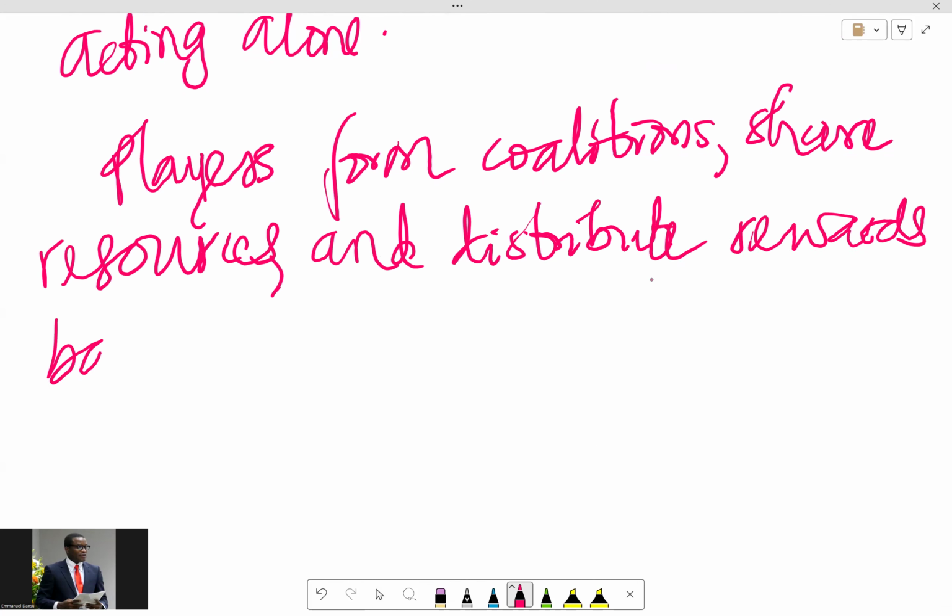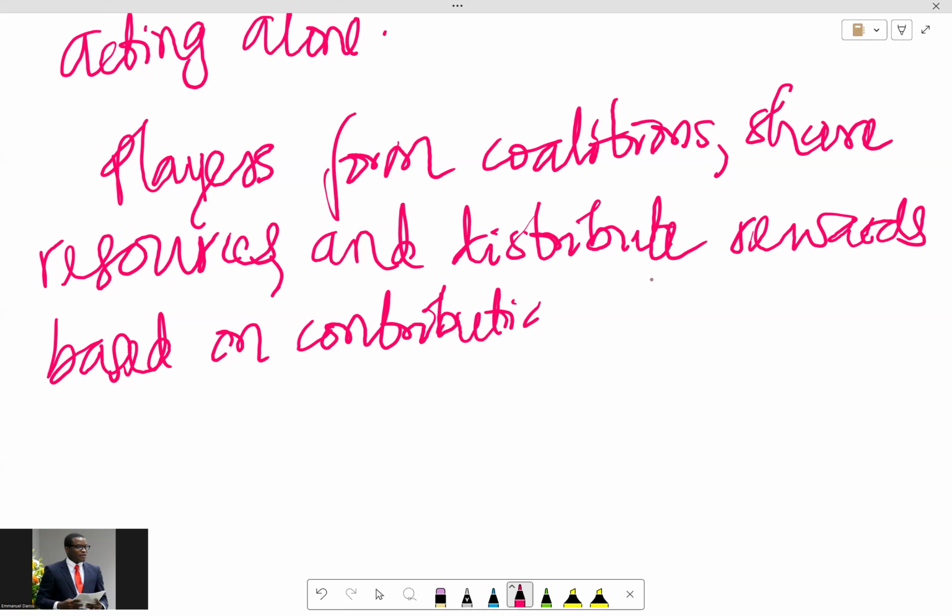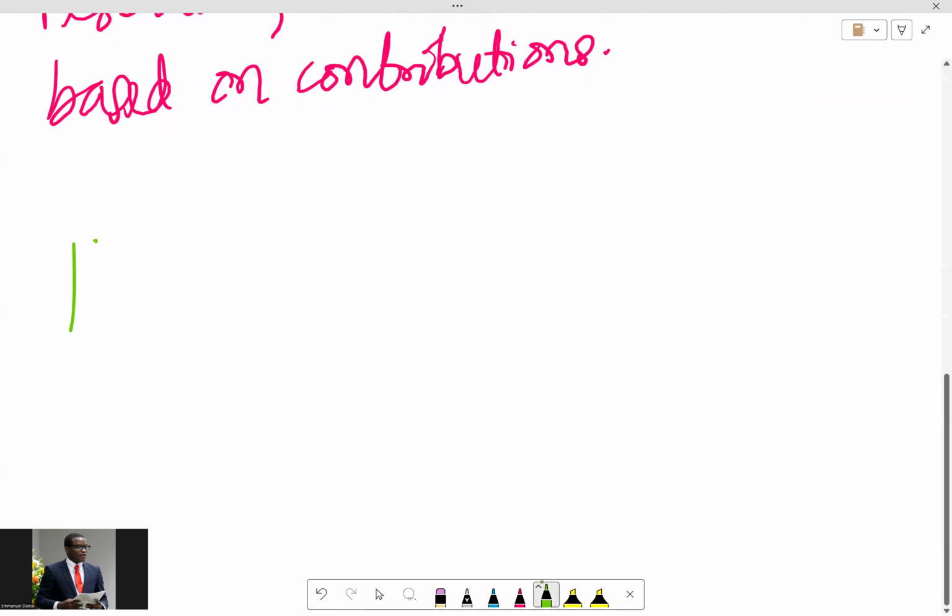based on contributions. This gives a very good example of, in some places, cooperatives where all the participants contribute their funds, and then they can get loans proportional to the funds they put in. They can also get some other benefits, proportional to the kind of investment they have in the cooperative. So let's move on to look at the key concepts in cooperative game theory.